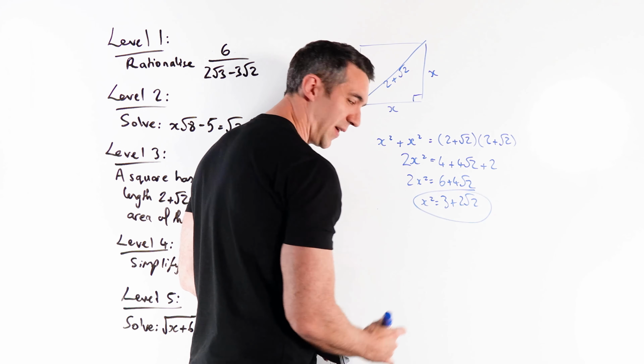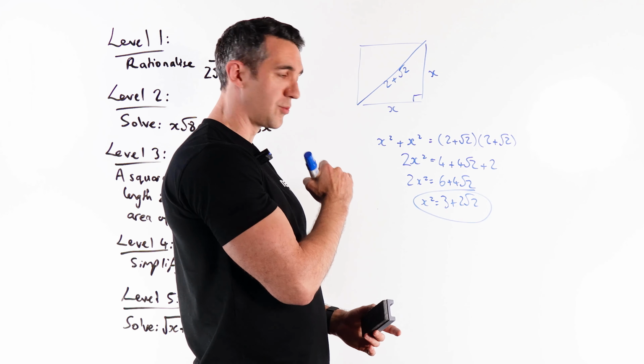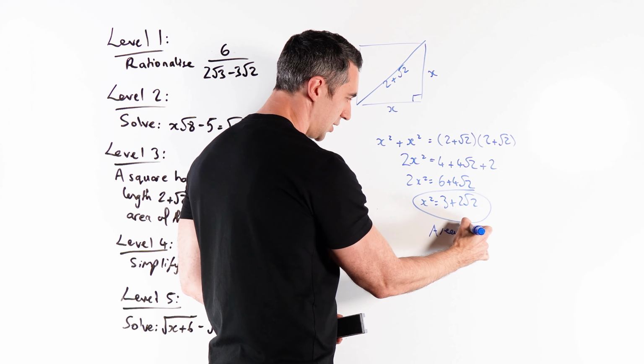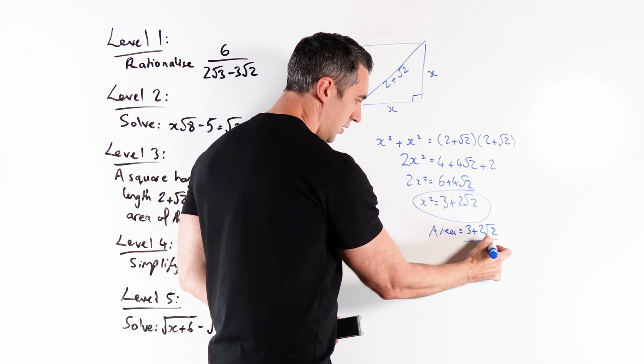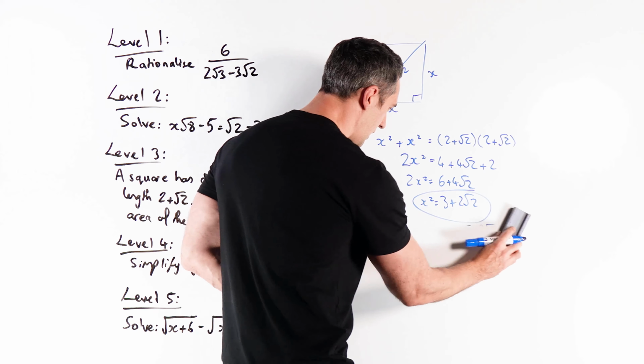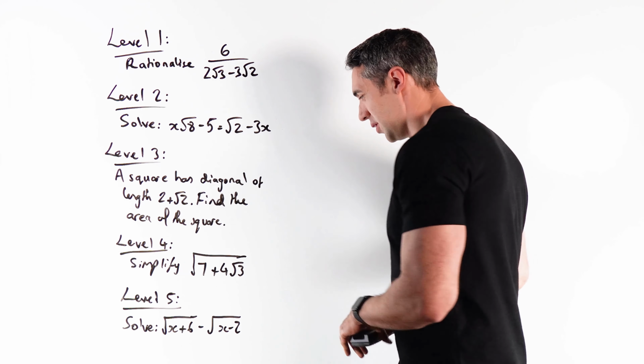This is the area. We've found it. Area is actually this x squared here from our square that we drew with the x as the side length. Okay, so the area is just 3 plus 2 root 2. Level 3 complete. Awesome job. So let's see what's happening on our level 4.